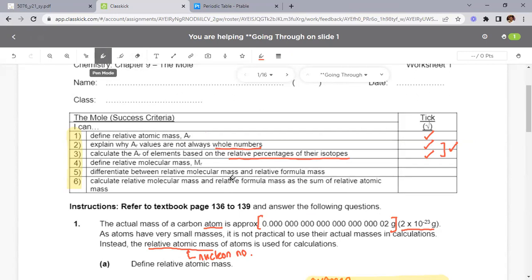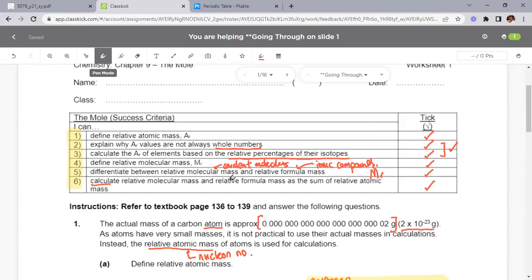Next, we have learned to define what relative molecular mass is, and differentiate between relative molecular and relative formula mass. This one here is for the covalent molecules. Relative formula mass is for your ionic compounds. So that's how you differentiate between relative molecular mass and relative formula mass. But we kept it simple. We just use the symbol Mr to say for both of them. Then we also learned how to calculate the Mr of all the various compounds. So we have done this as well.